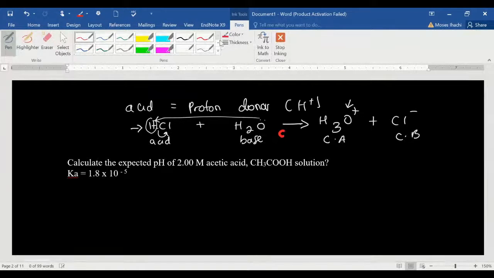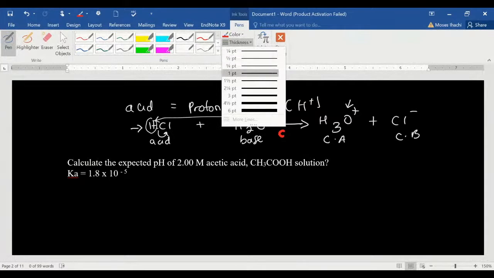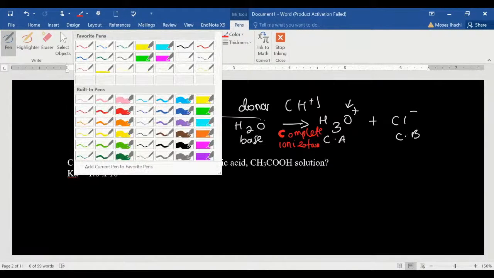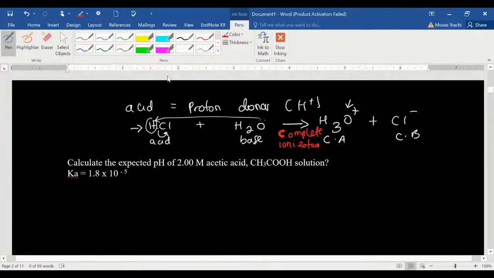Okay, it's a strong acid, so I expect it to completely ionize. There's gonna be complete ionization. See, we are forming ions. So this guy here is a strong acid. Okay, HCl is a strong acid. It completely ionizes.